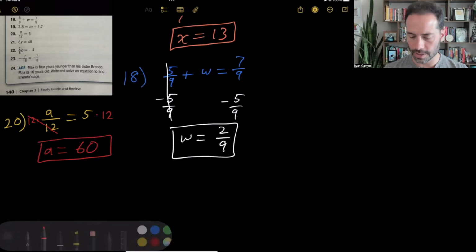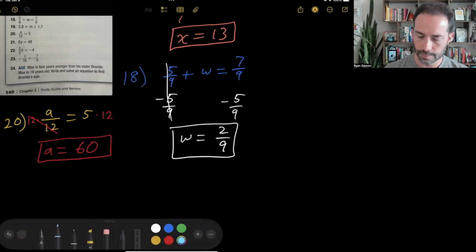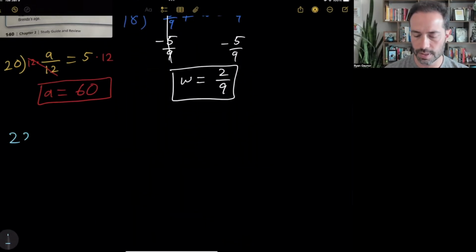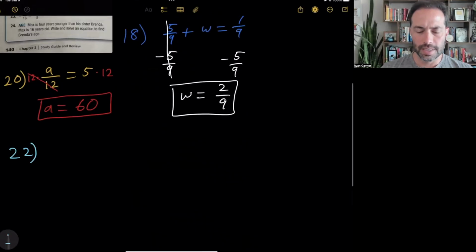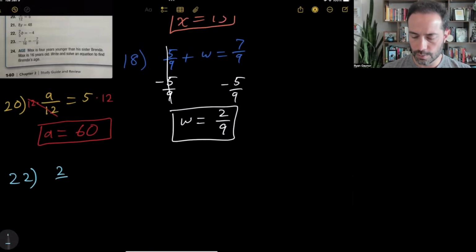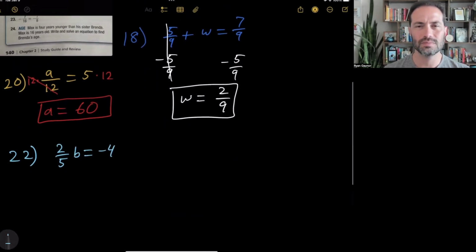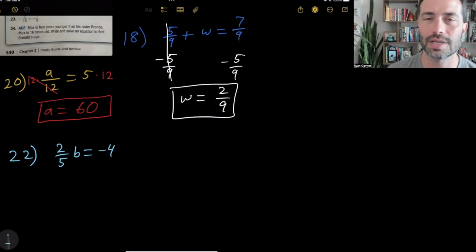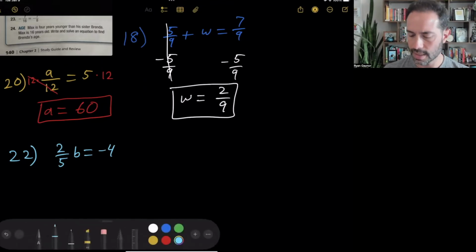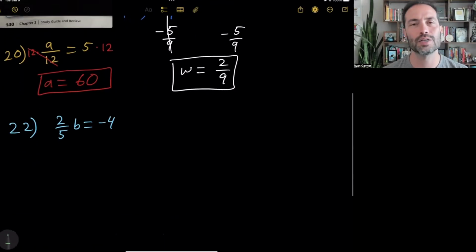Okay, here we go. Two more examples. So we have number 22, and in number 22, we have 2/5 b equals -4. All right, 2/5 b literally means 2/5 times b equals -4. So what is the opposite of multiplication? That is division. So technically, I need to divide by 2/5 on both sides of the equal sign.